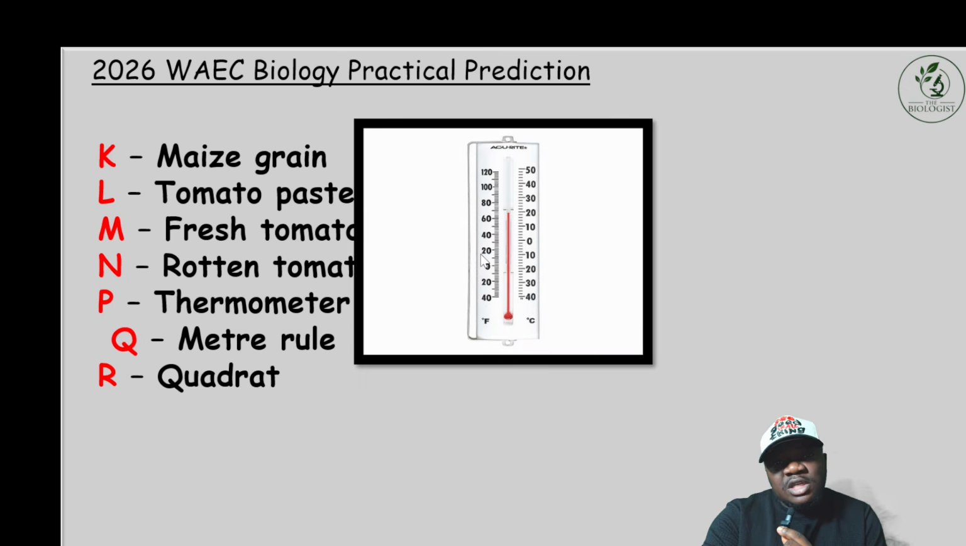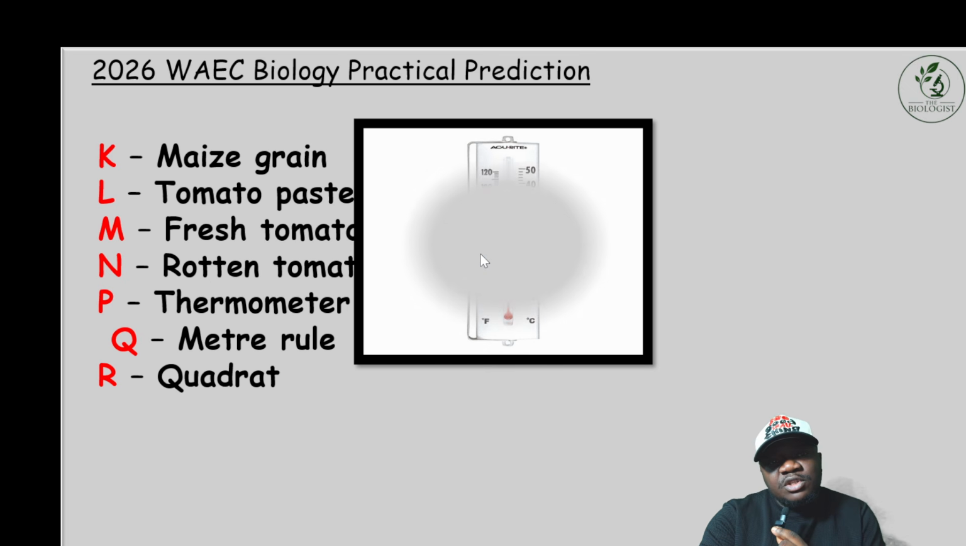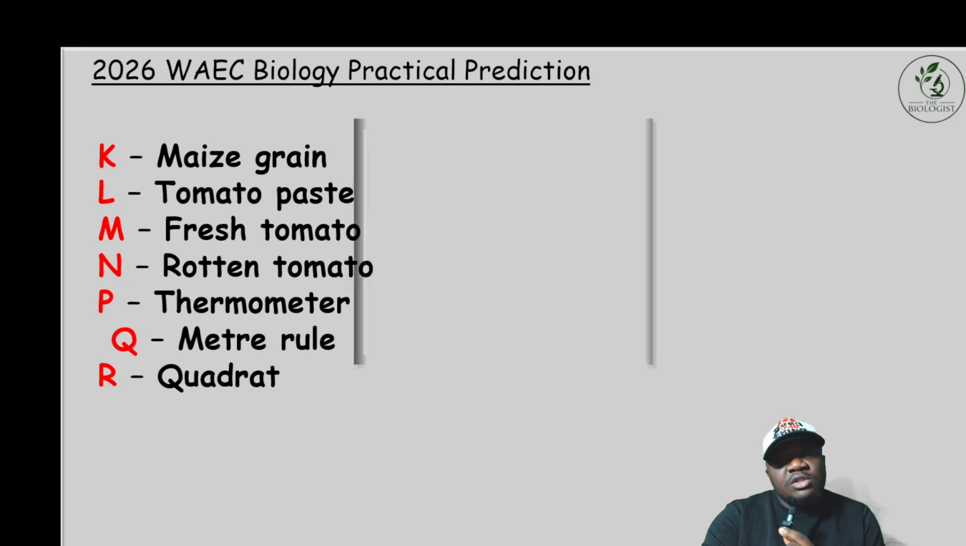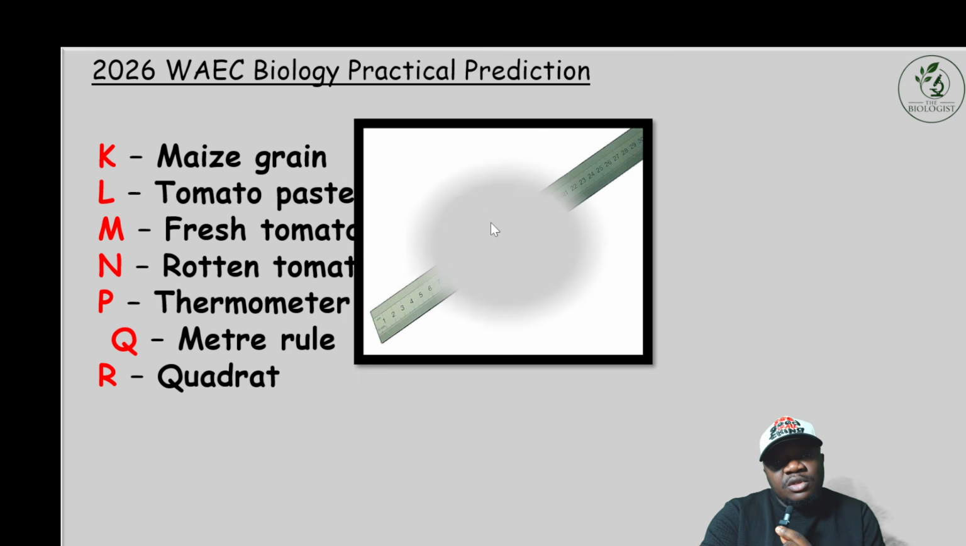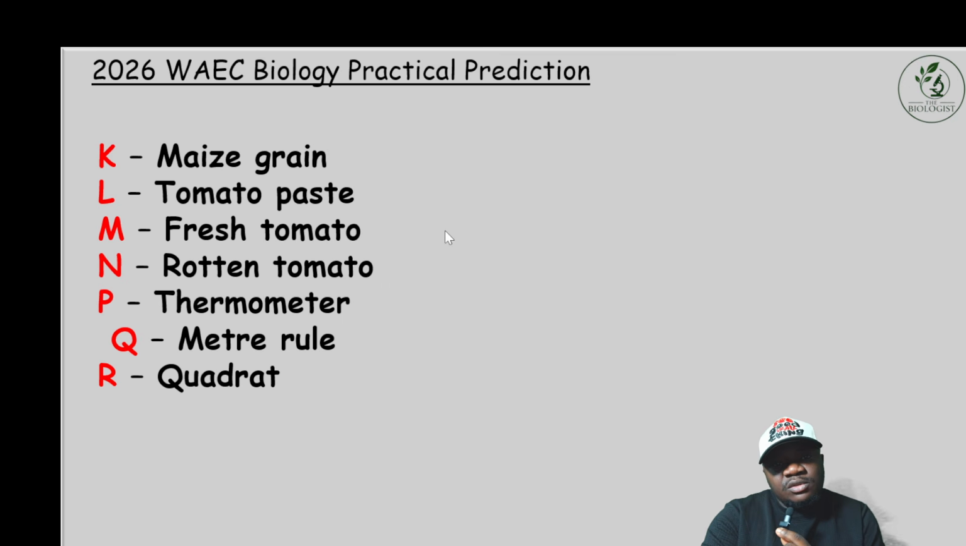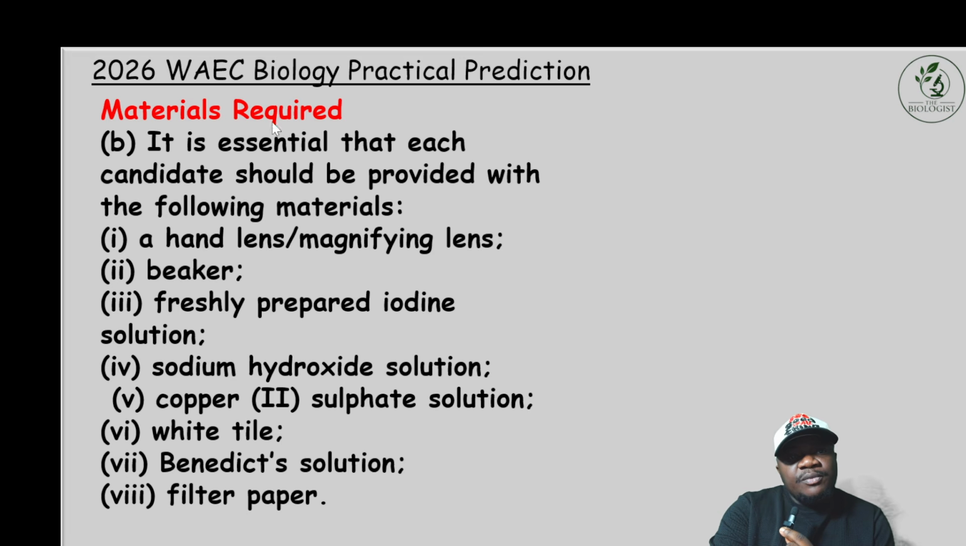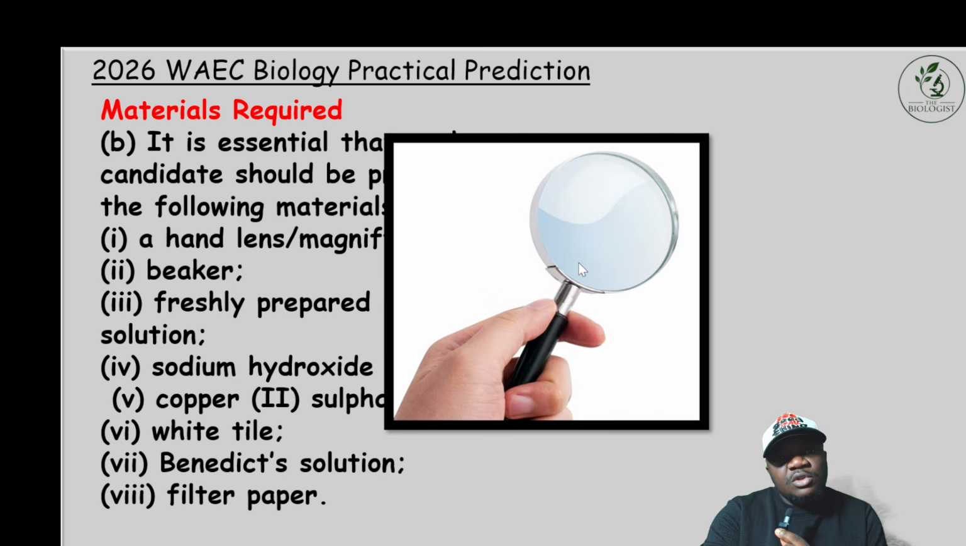Then thermometer, that's for ecology. Meter, that's for the ecologist. Then you have a quadrat, used for population studies to know the number of species present in a particular habitat. So I'm going to go through the required materials. We have a hand lens, a magnifying lens, very important.